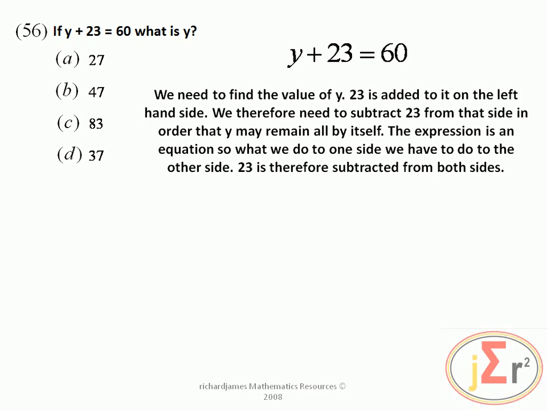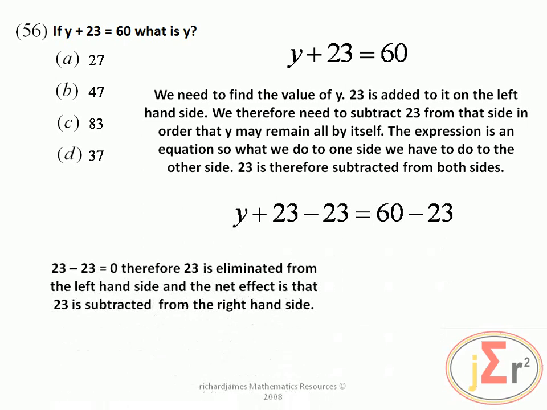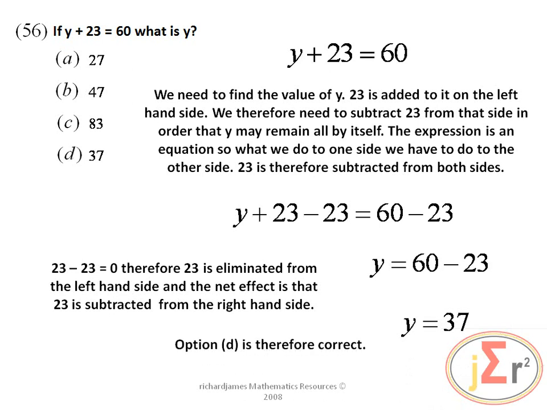left hand side. We have an equation. So if we have an equation, what we do to one side, we need to do to the other side. So we subtract 23 from both sides. Now the 23 is going to be eliminated totally from the left hand side. And the net effect is that 23 is subtracted from the right hand side. So y is equal to 60 minus 23, and of course that one is equal to 37. 37 is option D. There we have it.